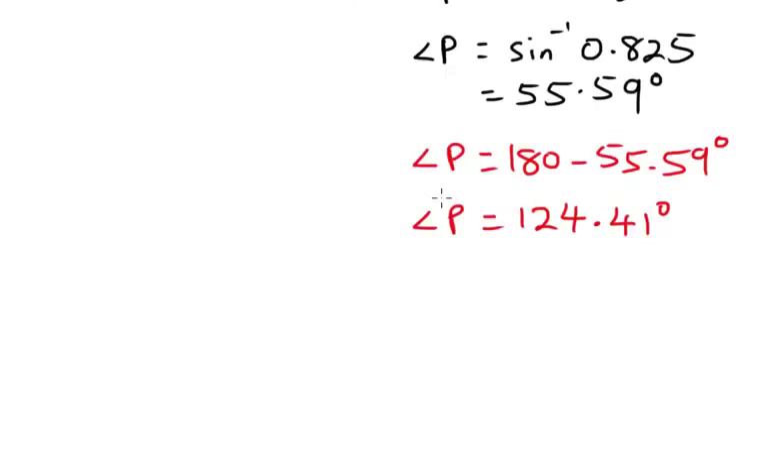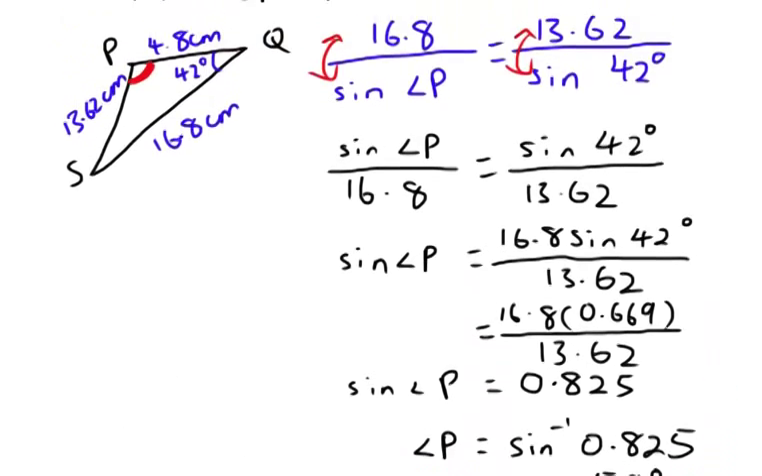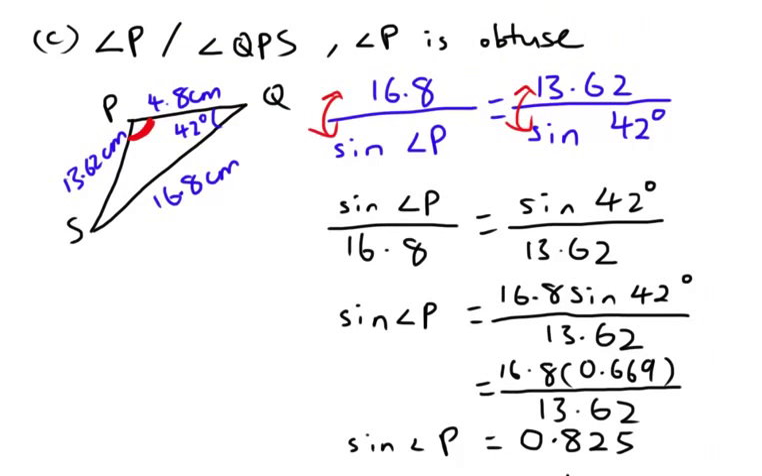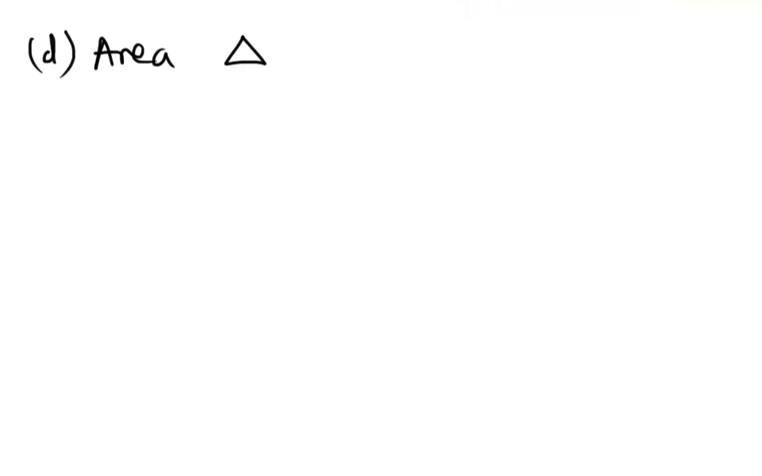Now, this is the third part. We have a last part, right? No worries. It's very simple. Last part, we are looking for the area. Let's use a black color. The area of the triangle PQS. So we are looking for the area of the triangle PQS.